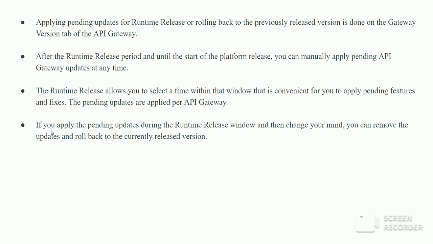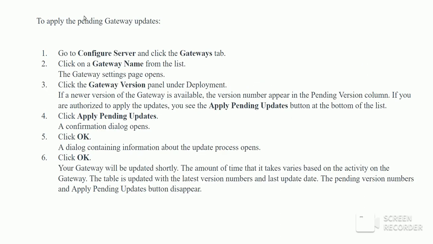The runtime release allows you to select a time within that window that is convenient for you to apply pending features and fixes. The pending updates are applied for the API gateway. So if you apply the pending updates during the runtime release window and then change your mind for any reason, you can remove those updates or roll back to the currently released version.